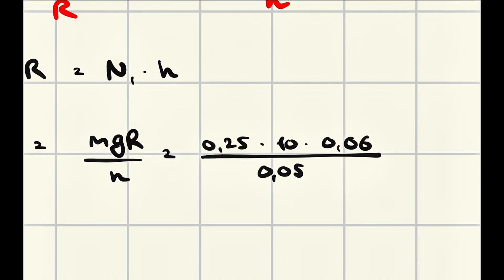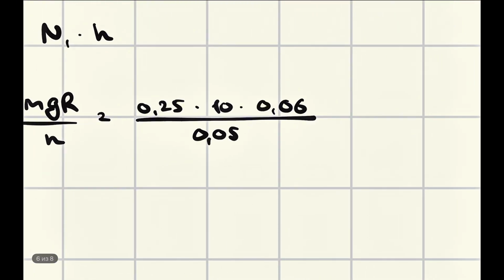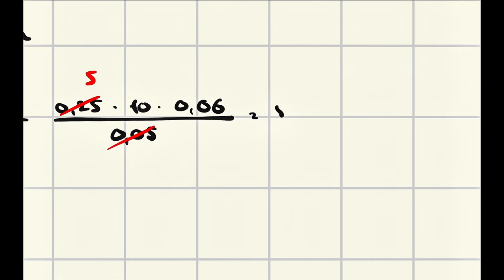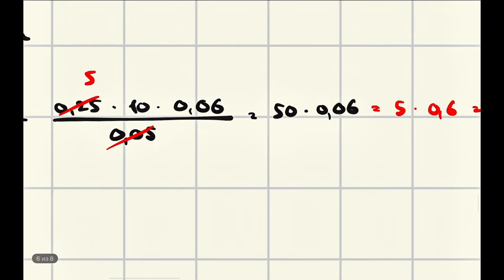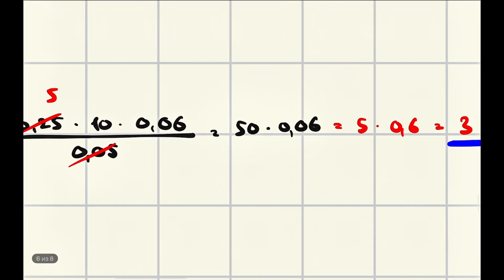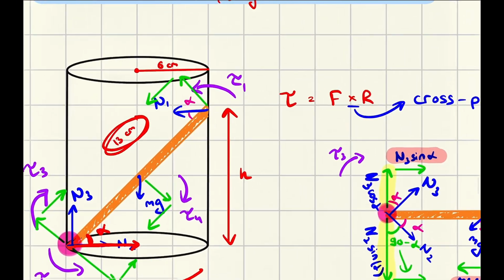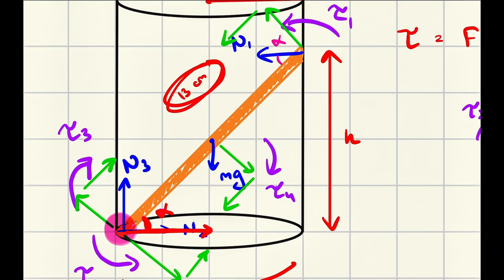So what we can do is cancel this and this. This is just 5, and we have 50 multiplied by 0.06, and I can definitely say that this is 5 multiplied by 0.6, which is 3 newtons. This is the answer for our normal force 1, which we were meant to find, and we have found it. The force pressing on our wall from the upper side due to our stick is 3 newtons.